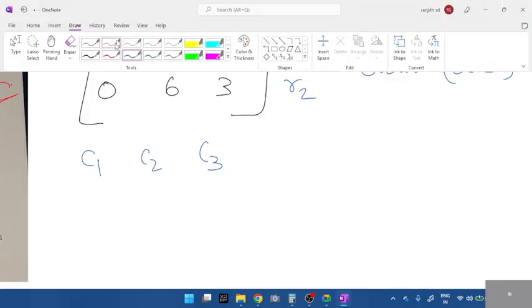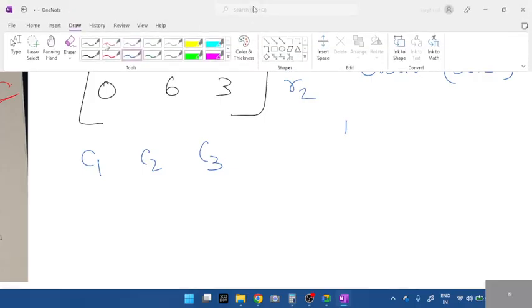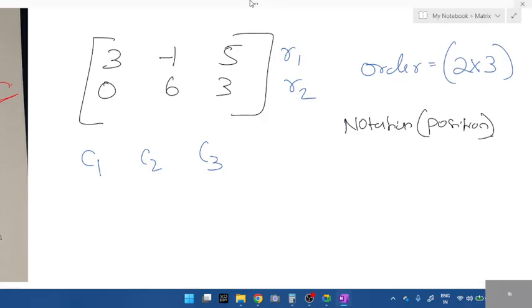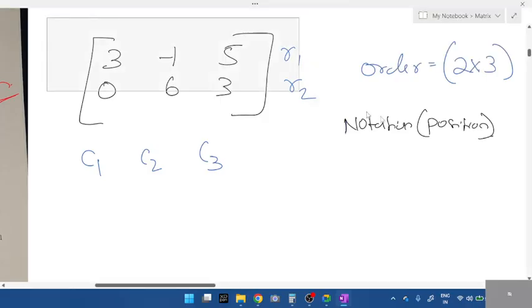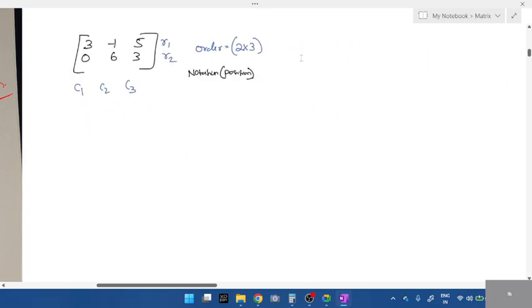Okay, now position, students. Position or notation. You won't remember the word notation. Okay, notation. Write notation as position. Notation is nothing but in bracket, write it as position. Next concept, position. Whether it is notation or the position where they are located, for that there is a concept.